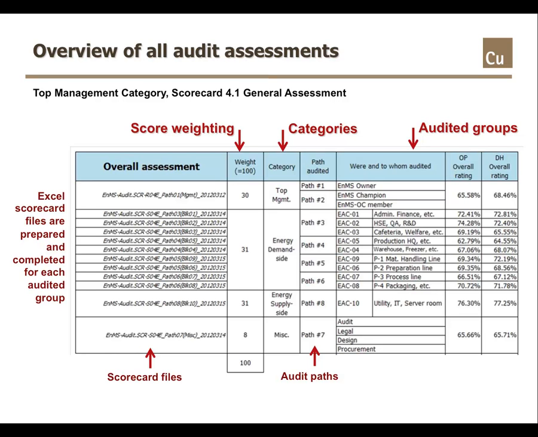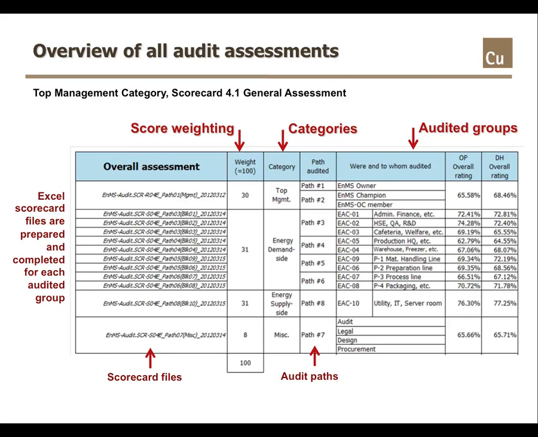This slide, Scorecard 4.1 General Assessment, provides a handy overview of the auditing process. The scorecard consolidates results from all the scorecards prepared and completed across the case study organisation. You can see that the organisation's activities have been divided into 4 categories: top management, demand-side energy activities, supply-side energy activities, and miscellaneous activities. Each category has been given a weighting that reflects its importance in the performance of the energy management system. The activities of top management have been given a 30% weighting.